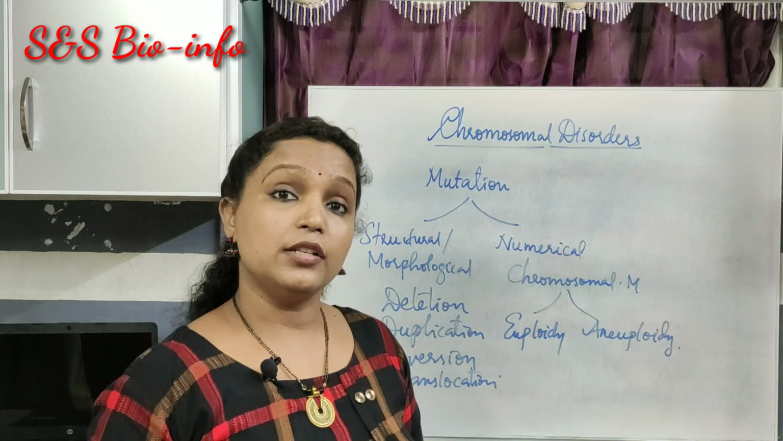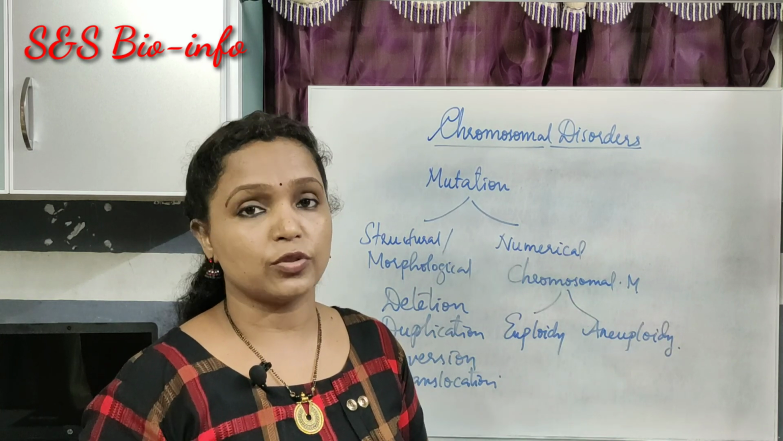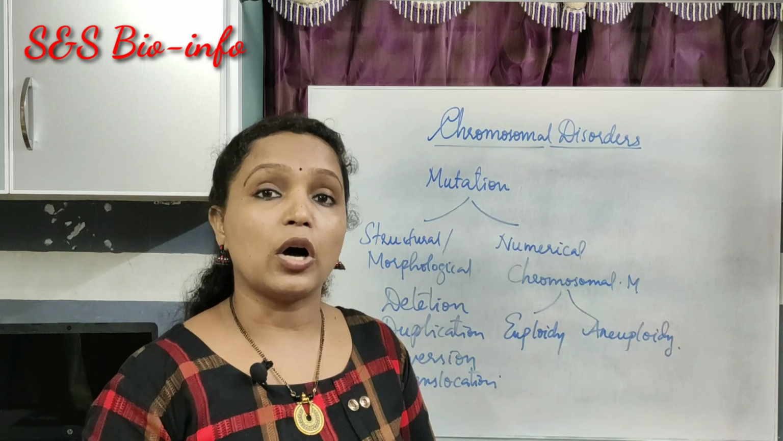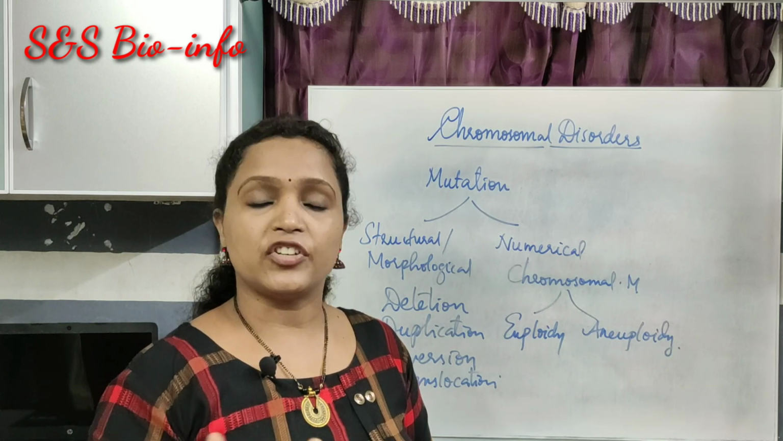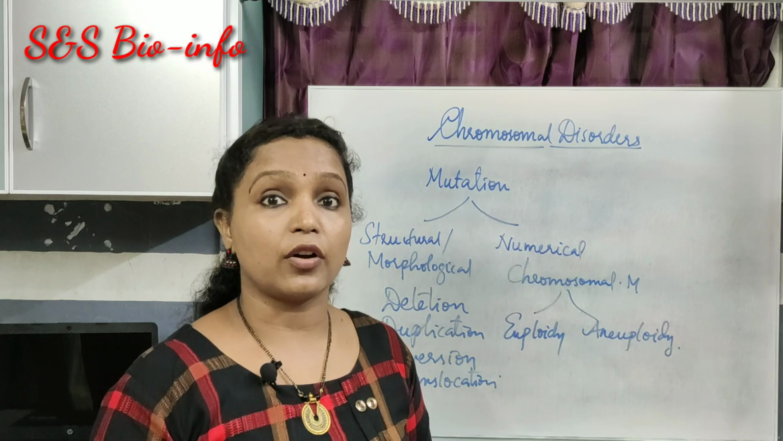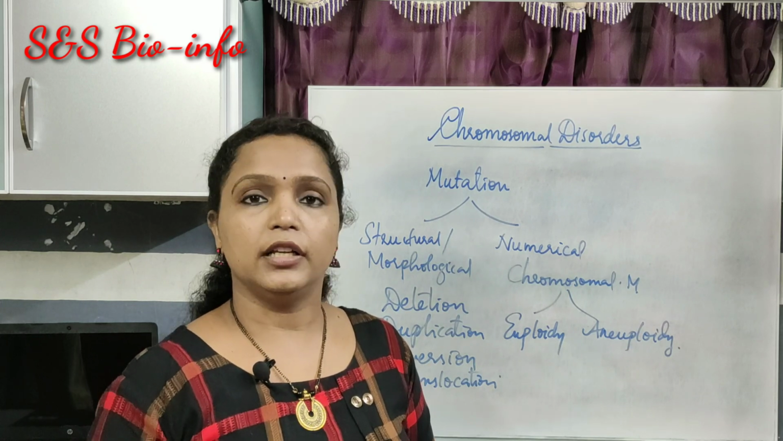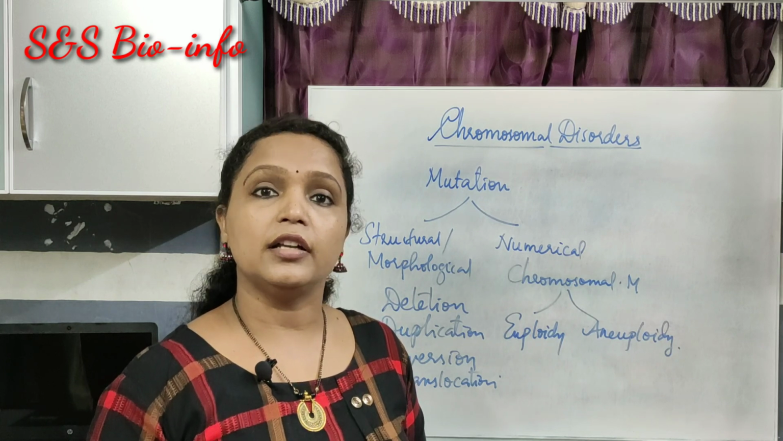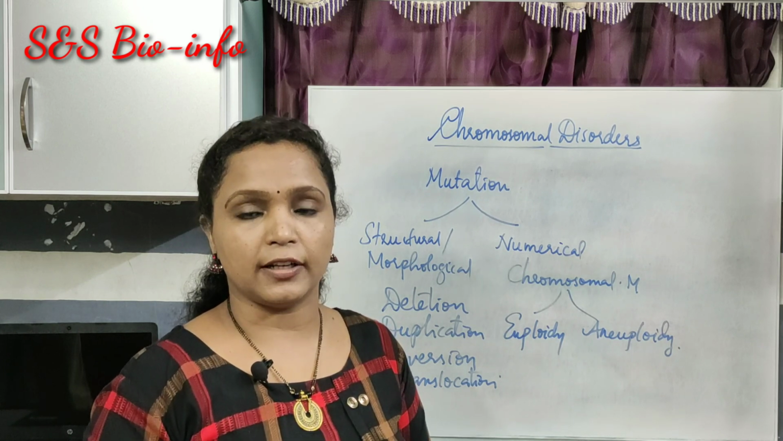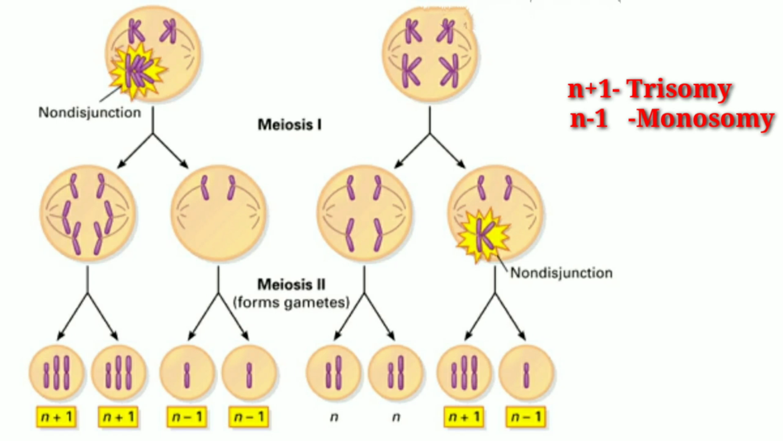Aneuploidy means the addition or deletion of one or two chromosomes. It causes change in the total chromosome number. It is of different types like trisomy, addition of a single chromosome, monosomy, deletion of a chromosome, tetrasomy and nullisomy, addition and deletion of two chromosomes respectively. Now you can observe the image of non-disjunction. That means how the failure of segregation of chromatids takes place during meiosis.